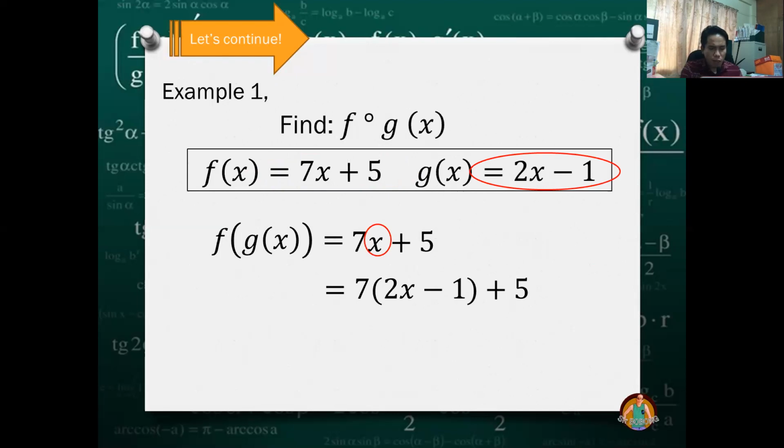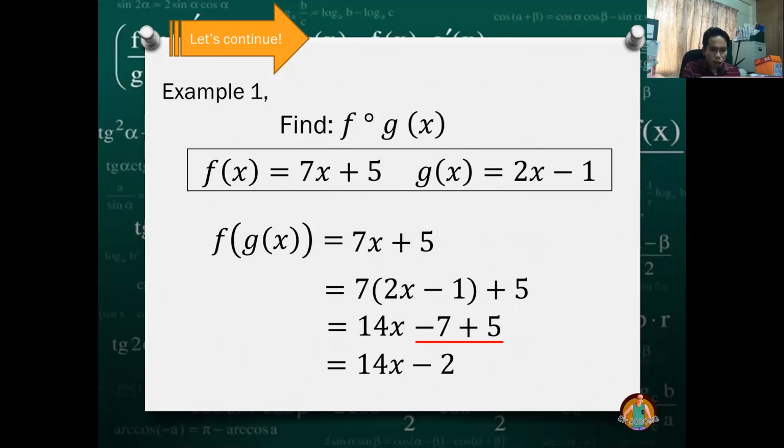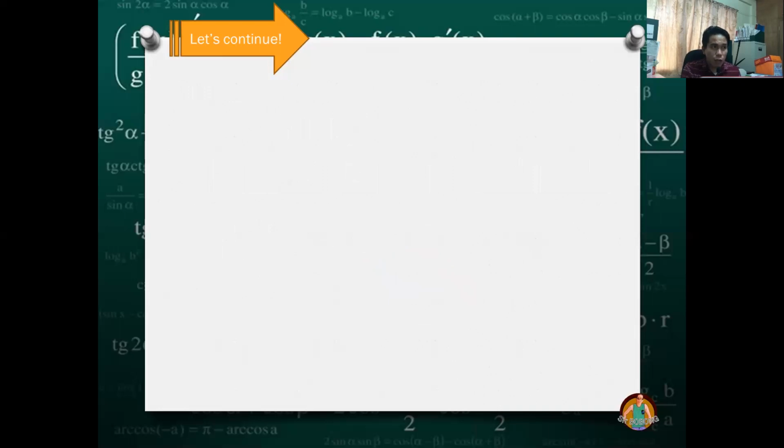And then we'll proceed with distributive property of multiplication. So 7 times 2x will give us 14x. 7 times negative 1 will give us negative 7. And copy 5. And then combine like terms. So negative 7 and positive 5 will give us negative 2. And we have the final answer of 14x minus 2 as our composition function. Okay? So, ganun lang siya kasimple. Pinapalitan lang yung value ng x ng another function. Okay? So, now, tingnan naman natin yung mga examples sa inyong module.